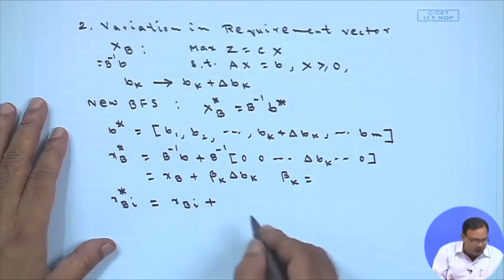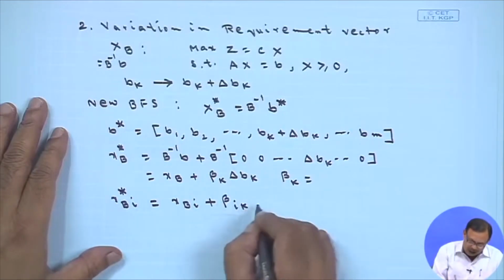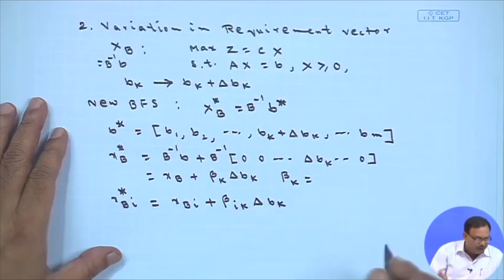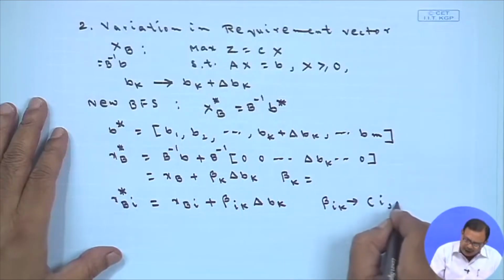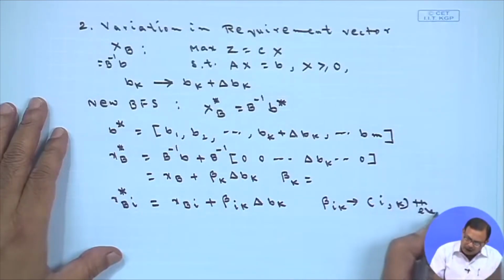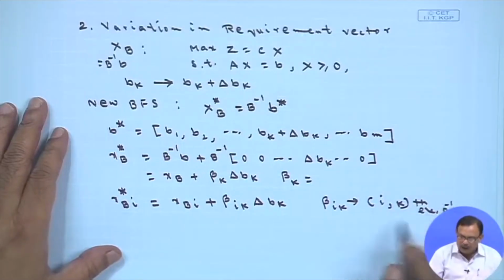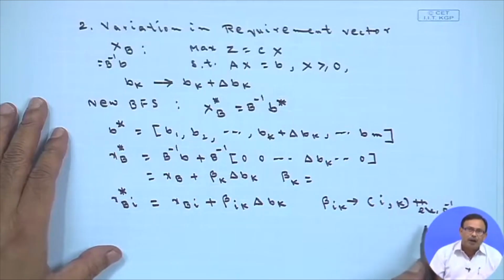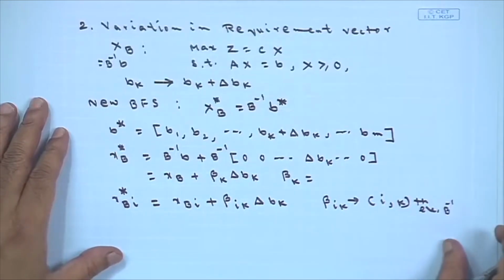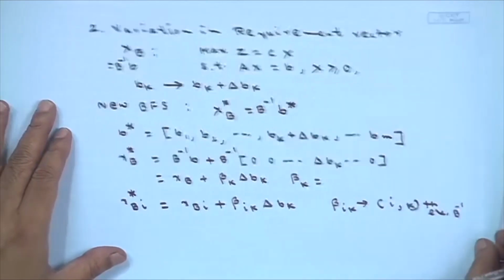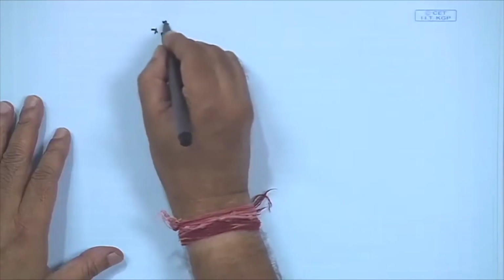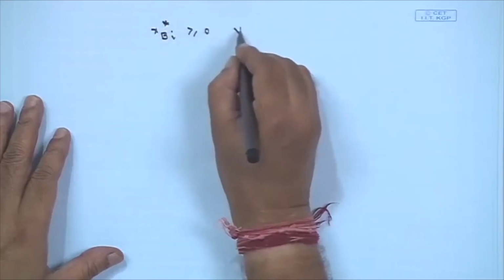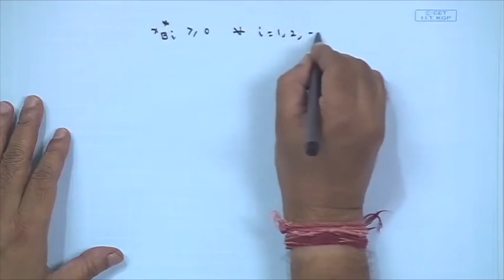this is equal to x_Bi. Now, I am generalizing it. So, x_Bi star equals x_Bi plus beta_ik into delta b_k, where beta_ik is the (i,k)th element of B inverse. Now, let us check the feasibility of this new solution. Feasibility means your x_Bi star should be greater than or equal to 0 for all i equals 1 to m.